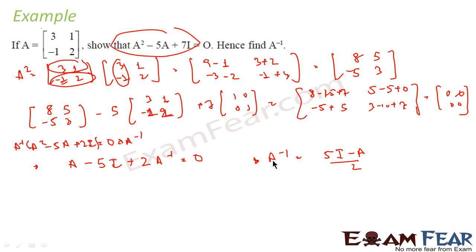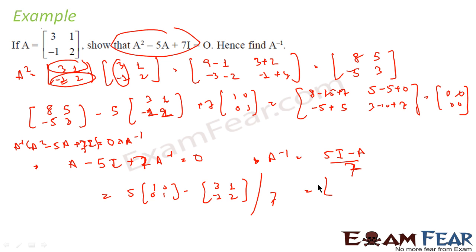So I get A inverse as nothing but 5I minus A, divided by 7. Very simple now. So this is very simple now for me. I can find 5I, that is 5 into 1, 0, 0, 1, minus A, which is this, 3, 1, minus 1, 2, the whole thing divided by 7.